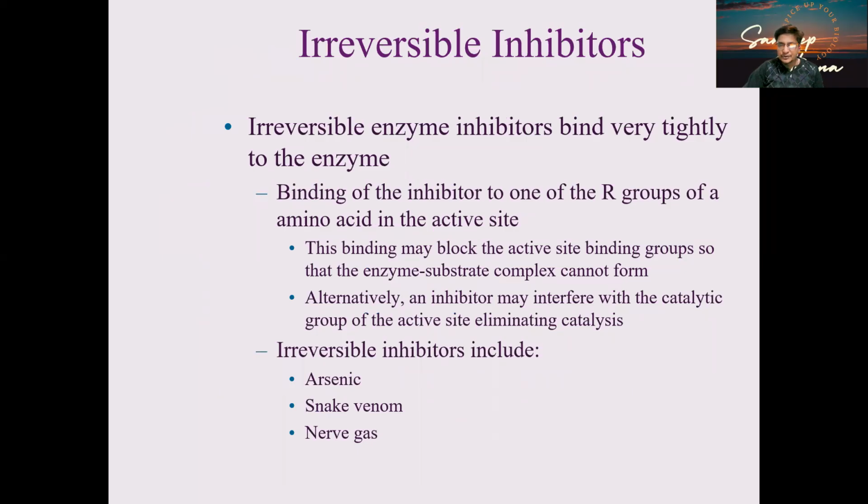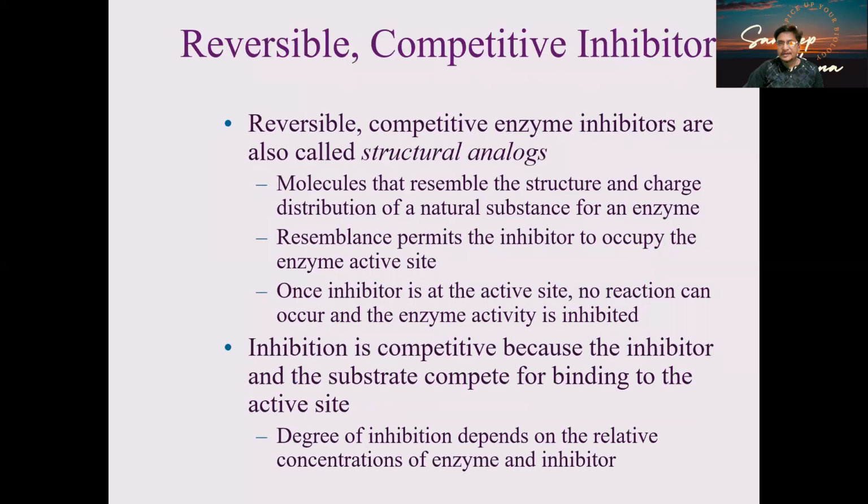And irreversible, as I told you, like for example arsenic, snake venoms which work on many peptides. Arsenic works on certain important enzymes of the Krebs cycle. Nerve gas works on certain neurotransmitters. So they are going to be irreversible inhibitors. Reversible, as I told you, they will not bind to the enzyme permanently. So they can be removed. So their binding is going to be reversible in nature.